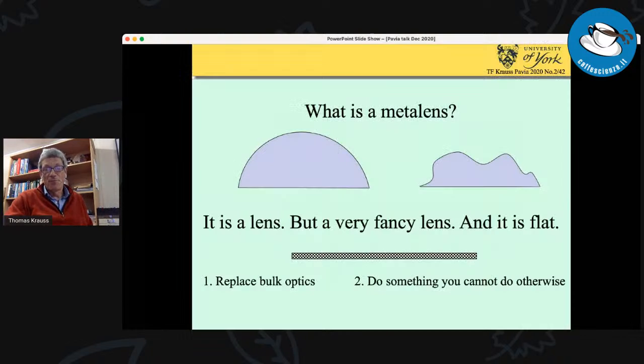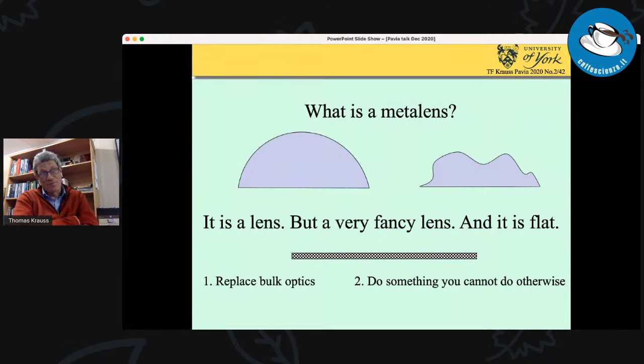So what's the point? The point is we want to make lenses, and I show a lens on the left, and we all know what a lens looks like. The light comes in and it refracts at the surface and it forms an image. We all know this. So why would we want to replace it?